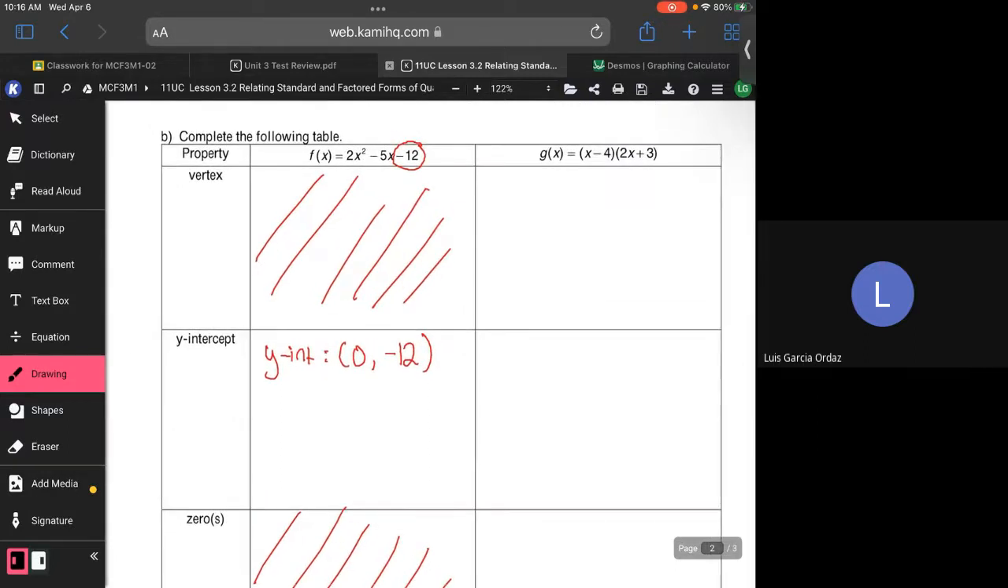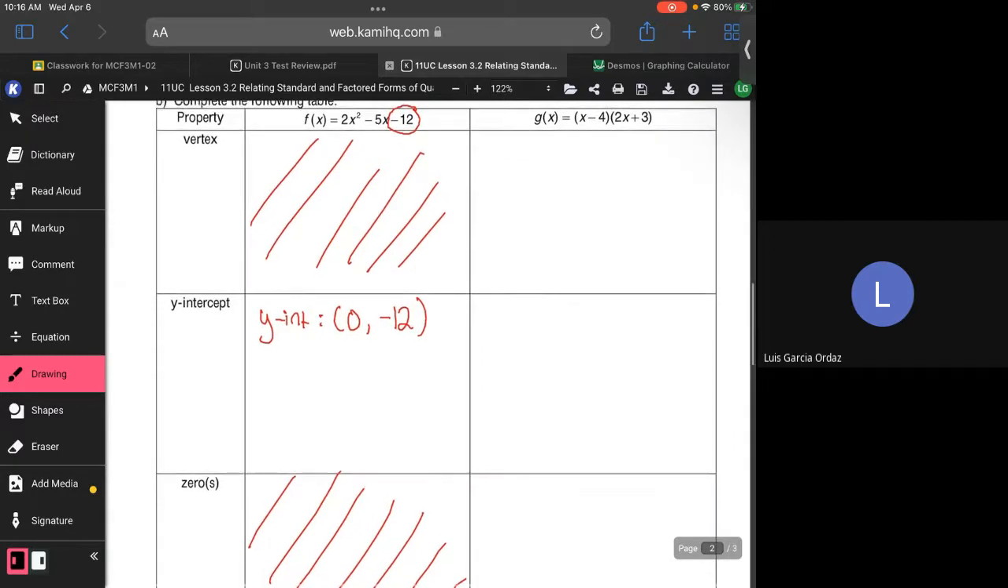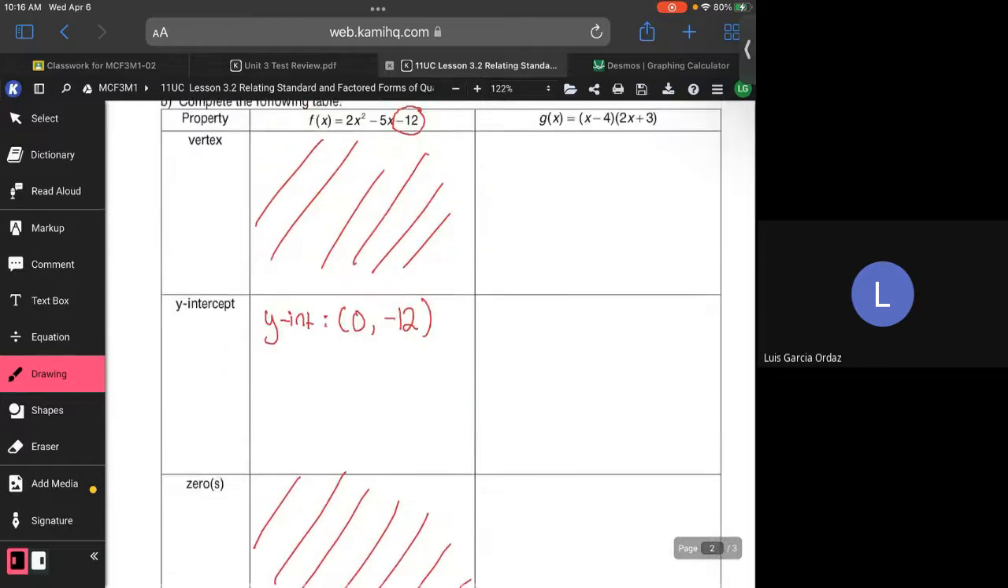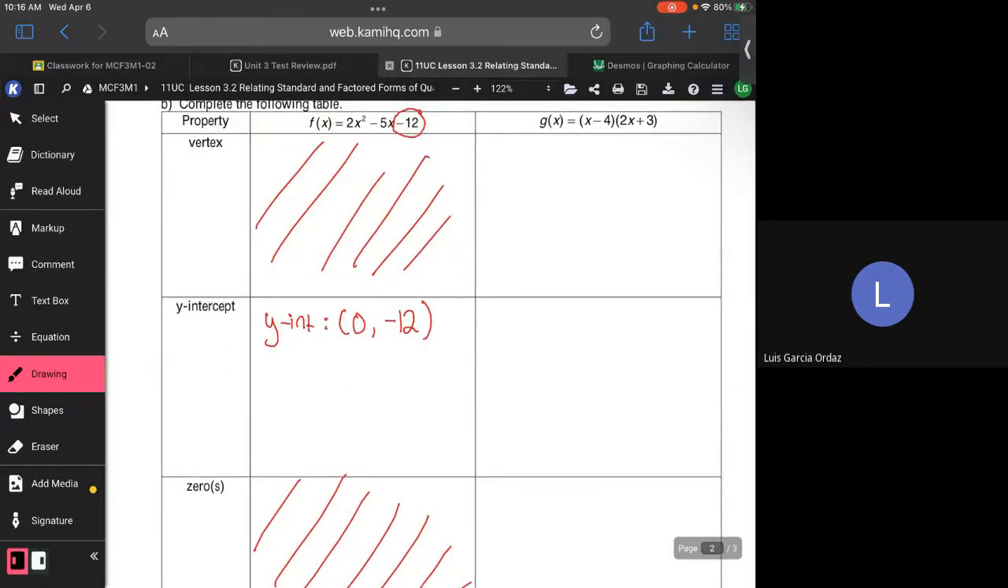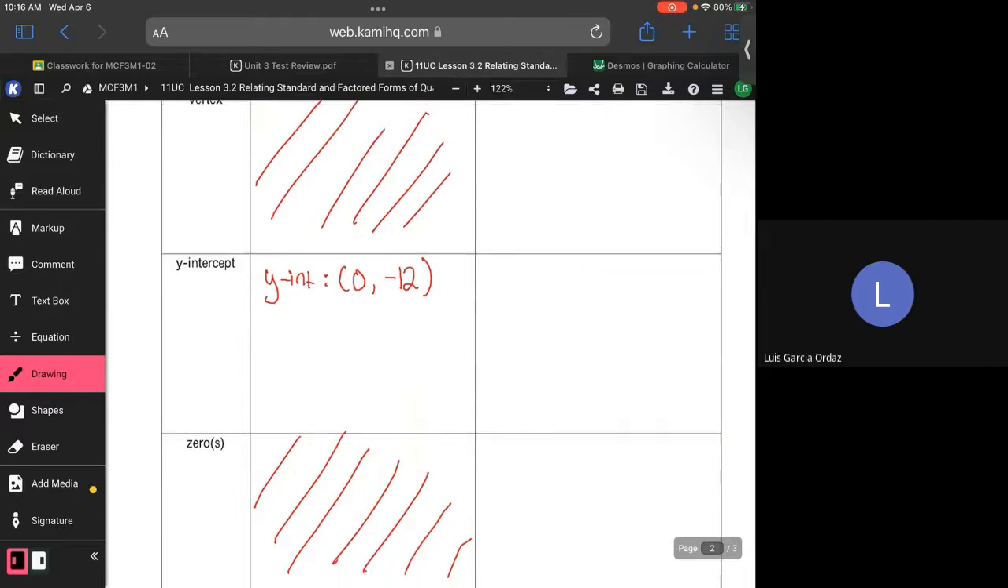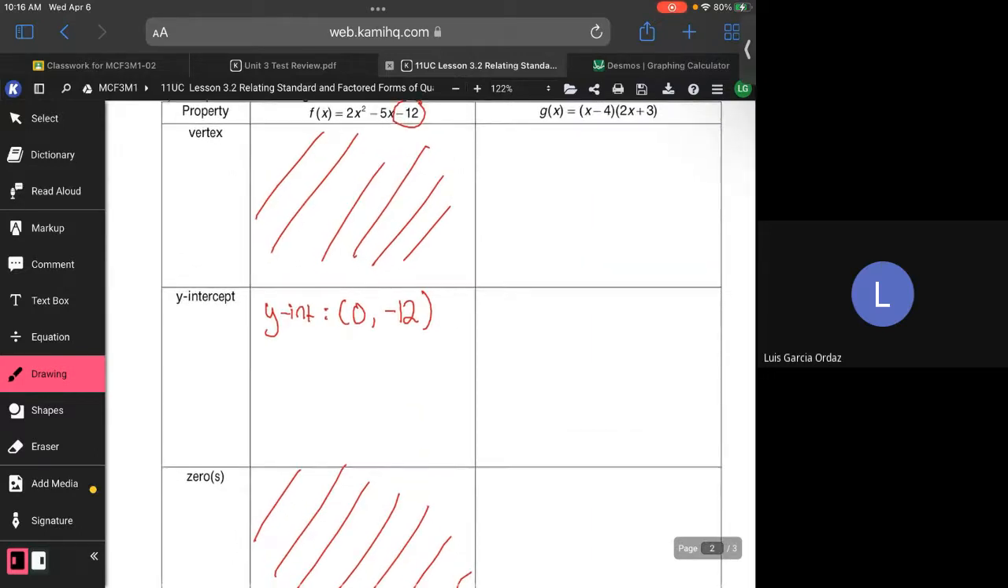Okay, so for the factored form, we can find the vertex, I can find my zeros, and I'm able to find my axis of symmetry. We're going to do the vertex last, because we need my x-intercepts to help me with my vertex. So what are my x-intercepts for my factored form? What would they be? Let's see if you guys remember how to do this. Olivia, what's one of them?